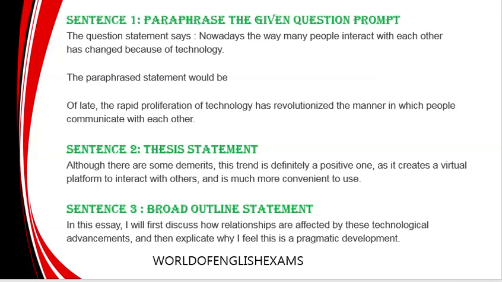each other. So as you can see, even the paraphrase statement is giving us a meaning that technology has changed the way people interact with each other or communicate with each other. So this is called effective paraphrasing, in which you are sticking to the meaning but using totally different words or synonyms for that. So after you have written the paraphrase statement, you have to write a thesis statement.